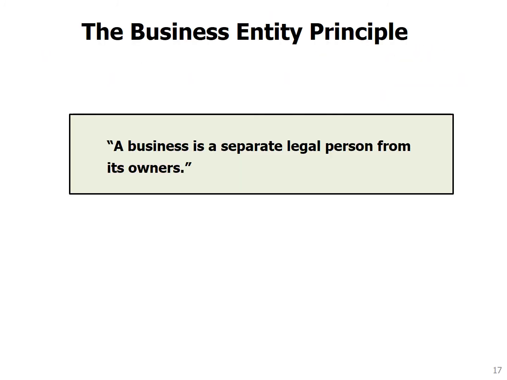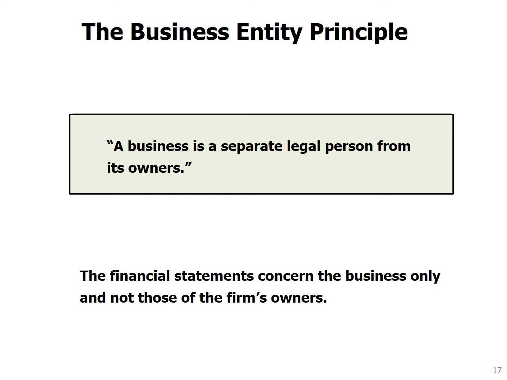Let's look at another principle, the business entity principle. A business is a separate legal person from its owners. What this means is that the financial statements concern the business only and not those of the firm's owners. It is also the case that a business can have rights and responsibilities which are very similar to that of an individual. So a business may enter into contracts on its own part. It may own assets on its own part, and it may have liabilities on its own part, which are separate legally from the owners of the business itself. Very important principle.